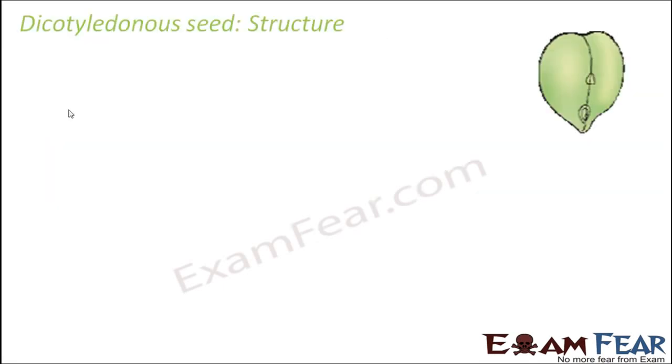Now we will look at the structure of a dicot seed and a monocot seed. Because the structure of a dicot and monocot seed are different due to the difference in the number of seed leaves. So let us first look at a dicot seed. From outside, a dicot seed will look somewhat like this, as you can see in this picture. It has a seed coat, a hilum, a micropyle.